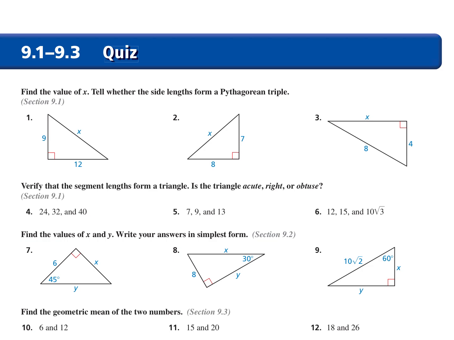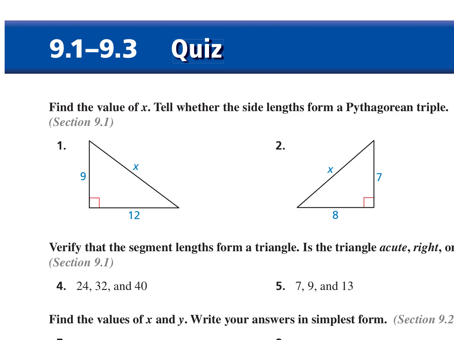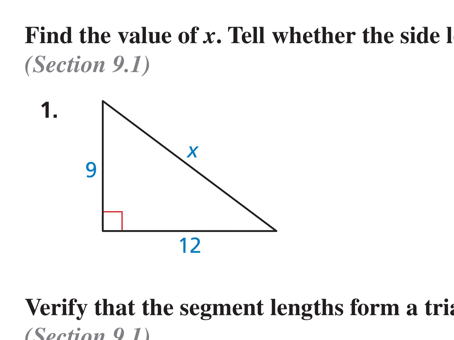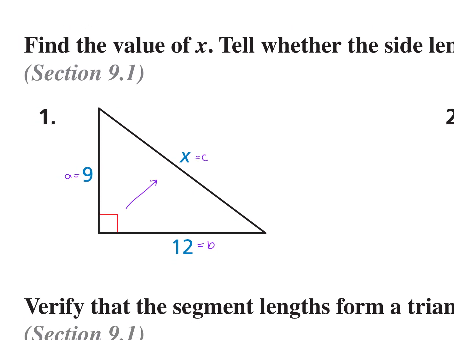All right. Looking at the first one, find x. Tell whether the side lengths form a Pythagorean triple. All that means is, does it form whole numbers for all of my sides? Okay, that's all it's looking for. So for this, I'm going to solve using the Pythagorean theorem. Keep in mind your hypotenuse is what's opposite your 90-degree angle. So this is my C. So I'm labeling, I have A, I have B, I have C. Keep in mind A and B doesn't matter which one's which.